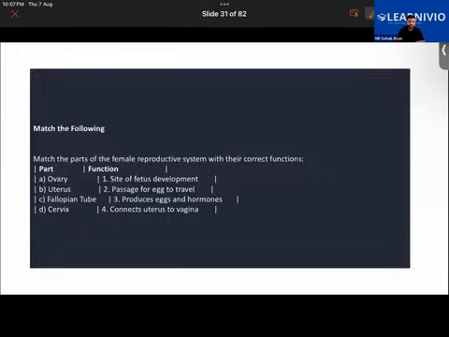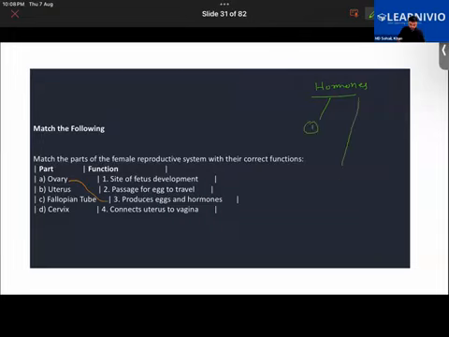Now, look at this question. Match the parts of the female reproductive system with their correct functions. What about the ovary? What does it do? Produces eggs and hormones. Good. Can you just name the hormones produced by the ovary? What are those two hormones?